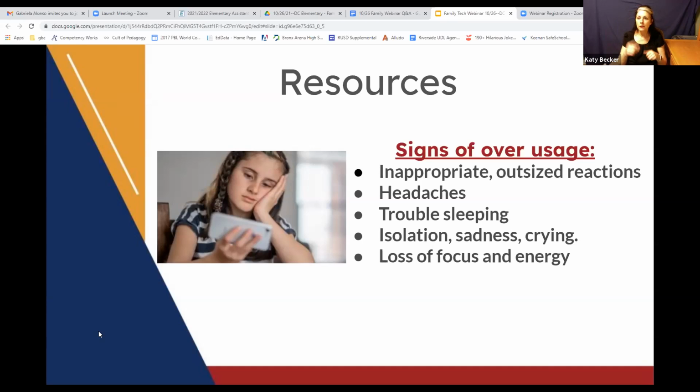I believe that Larissa is going to put a link. There is a great article that I have connected, and she's going to enter that into the chat so that if you wanted to take some time and get some information on signs of overusage, it will be there for you as well. And I will also post all of the resources on our RUSD website for families if they would like to go back and explore those in depth.